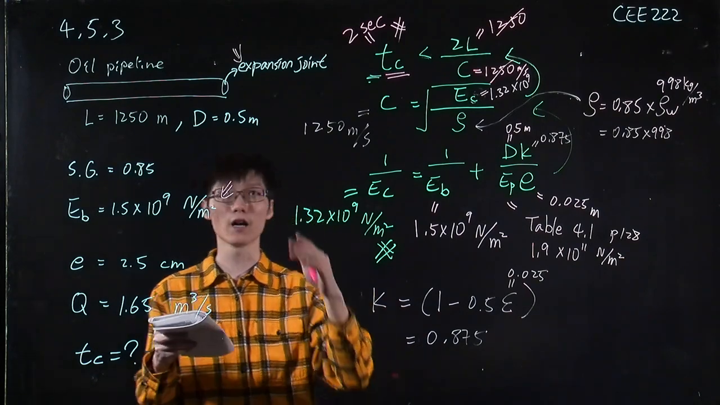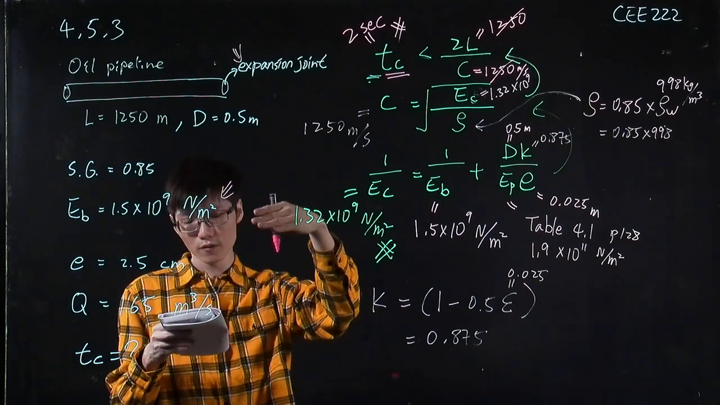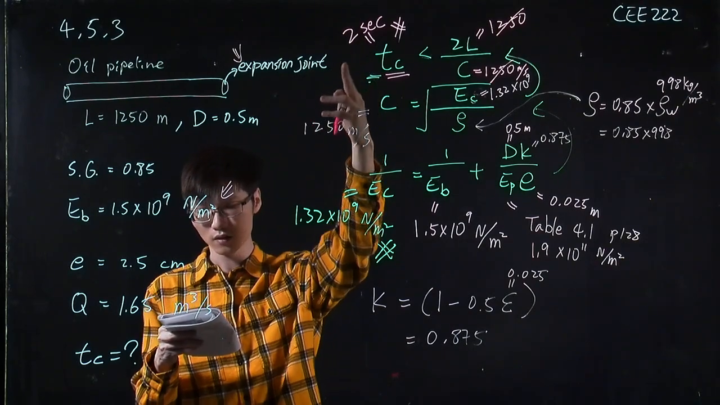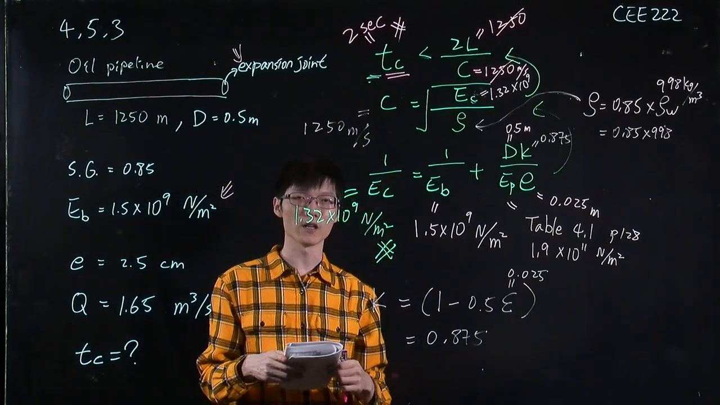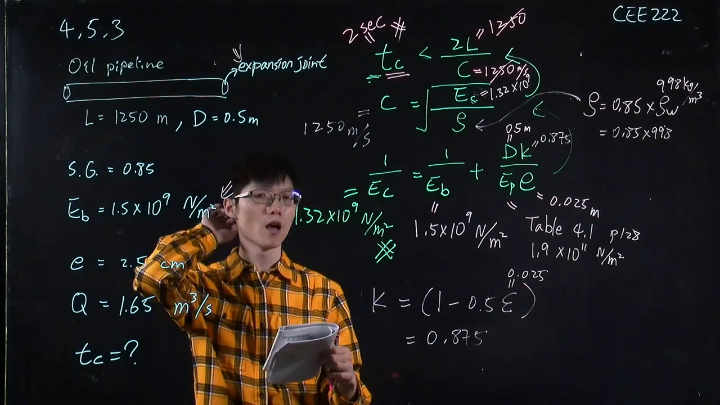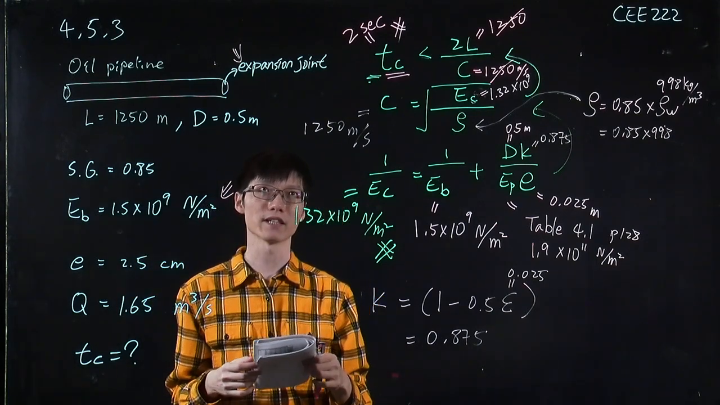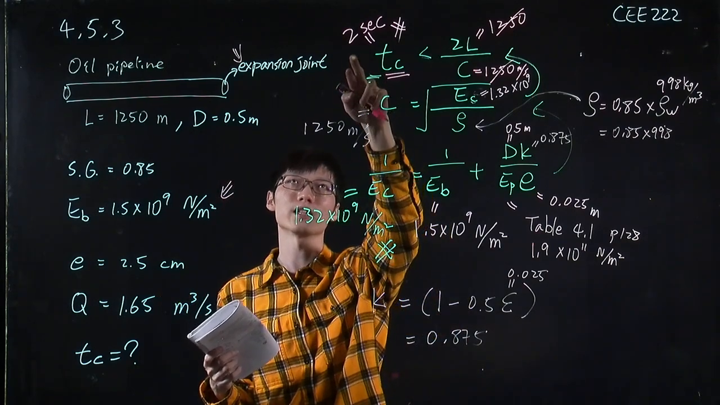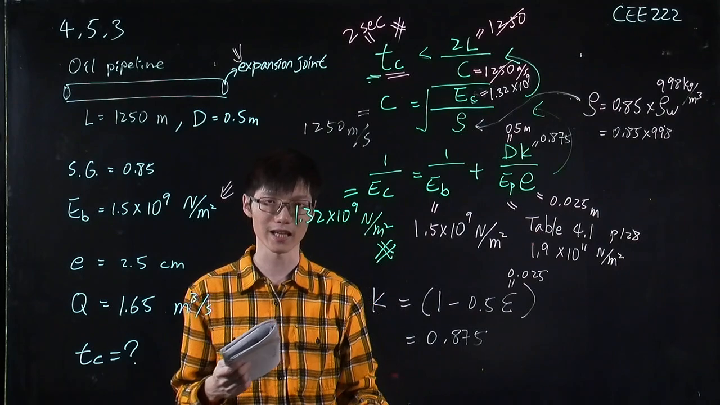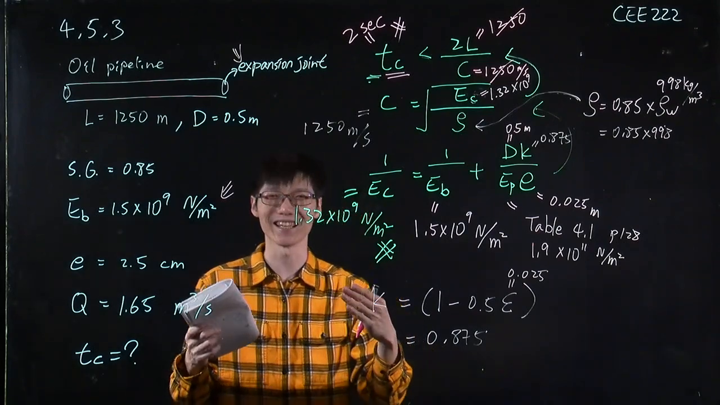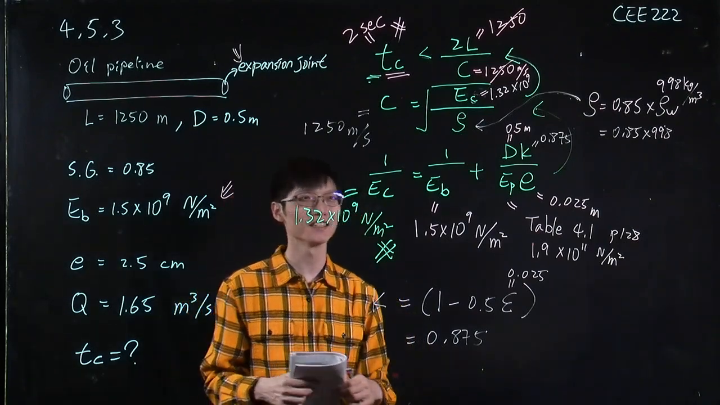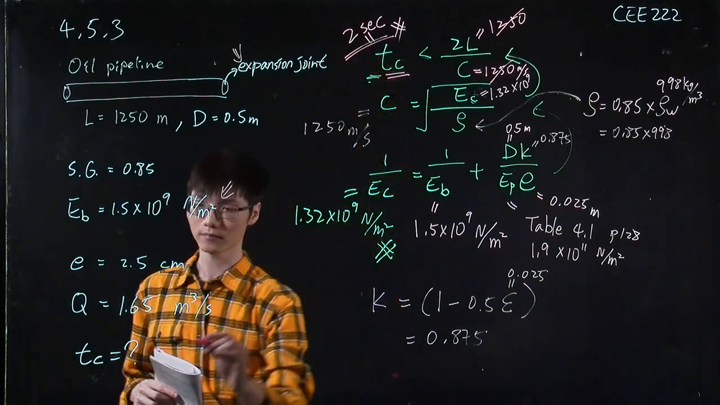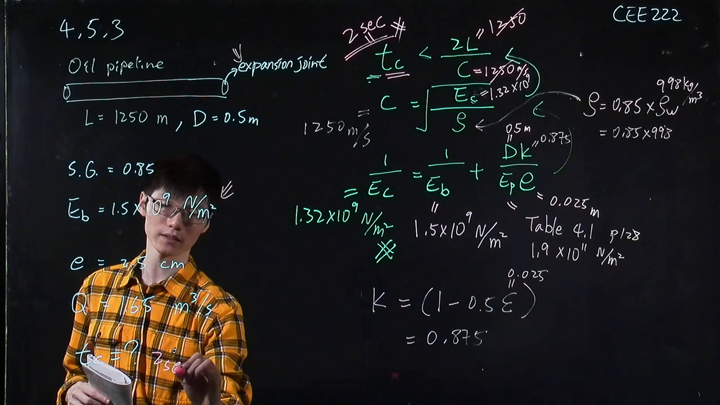So if the valve closes faster than 2 seconds, then it will produce a greatest pressure rise. So the ideal case is that the closure speed should less than 2 seconds. Should greater than 2 seconds. Sorry about that. Okay, so we have solved this problem. This is our final answer. 2 seconds.